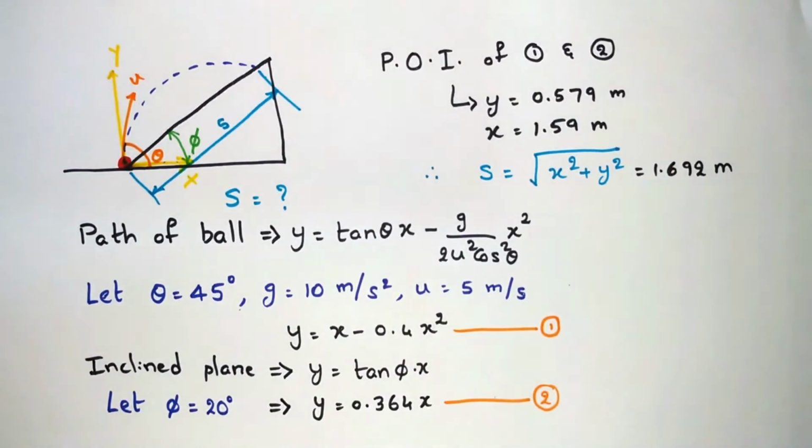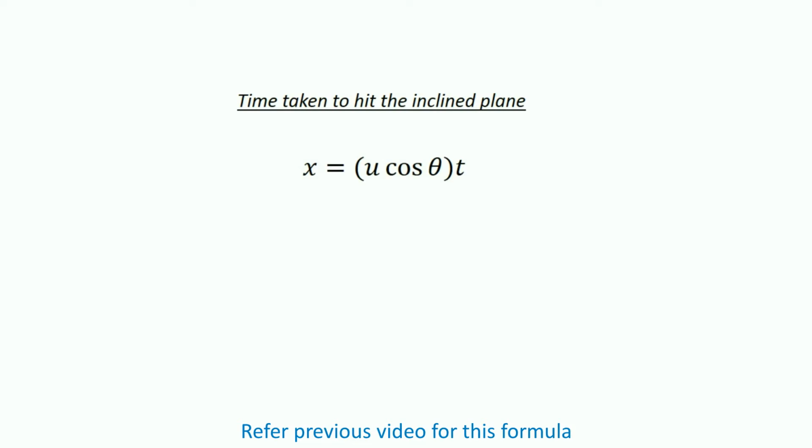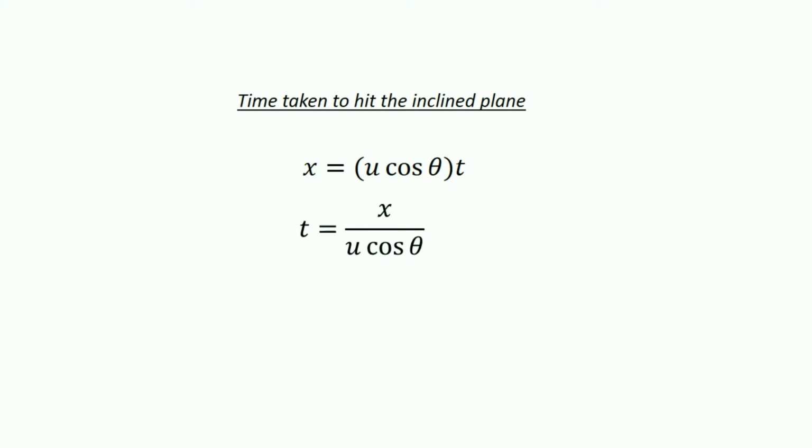Now if you want to find the time of flight of the ball before it hits the inclined plane, then we have to use the equation x equal to u cos theta into t. Since we know the position x, we can find the time of flight as x by u cos theta, which is equal to 0.45 seconds.